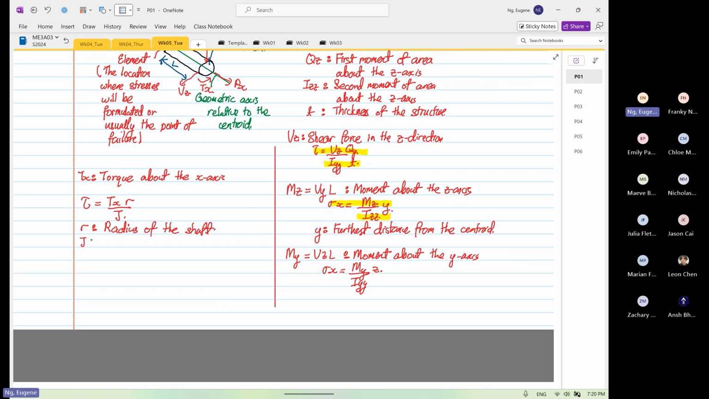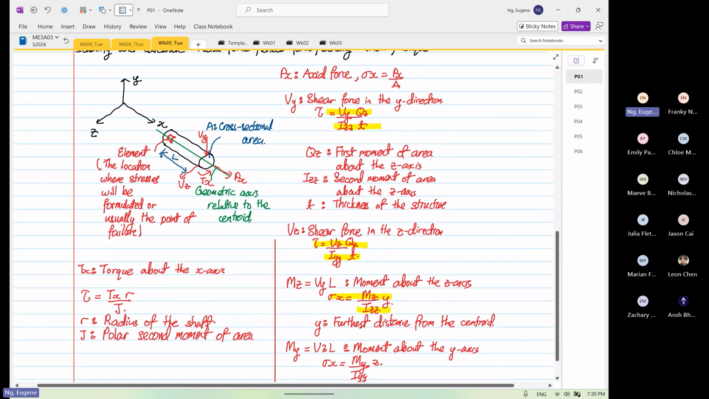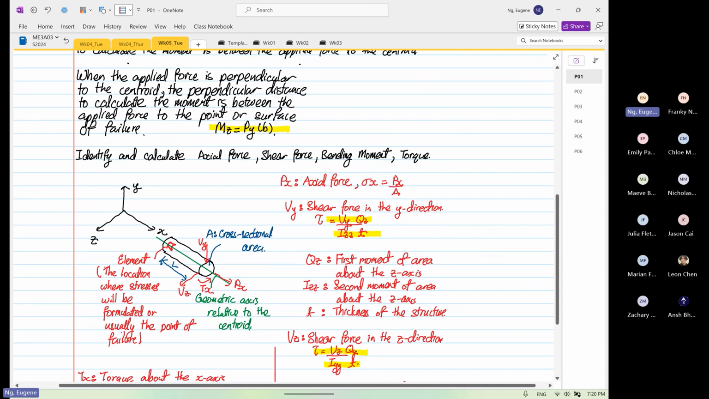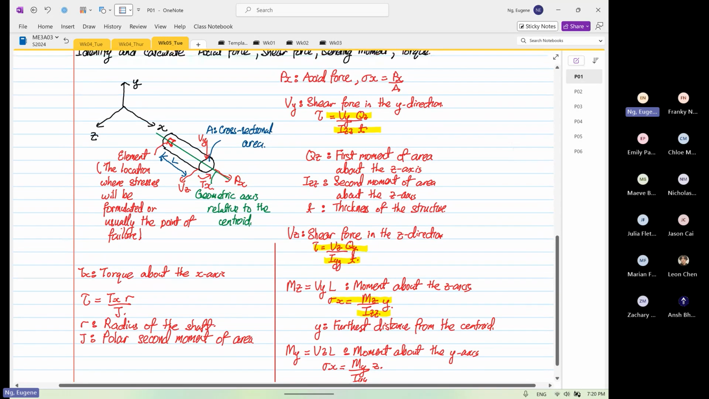and J is the polar second moment of area. Okay. So we realize that I've just shown you what are the applied loadings. From the applied loading, we have shear force, axial force, shear force, bending moment, and torque. And I show you the respective moment.